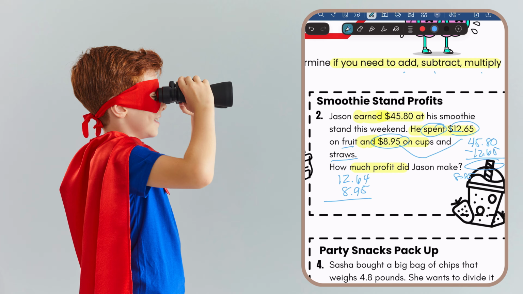4 plus 5 is 9. 9 plus 6 is 15. The decimal points, I lined them up because that's what we do with decimals when we're adding and subtracting. 10 plus 1 is 11. Carry the 1, so we have $21.59 is what he spent total so that he could make his smoothies, right? That was a 5, right? Yeah.